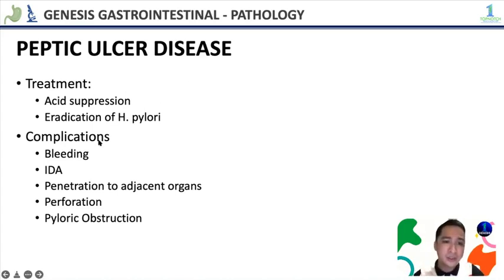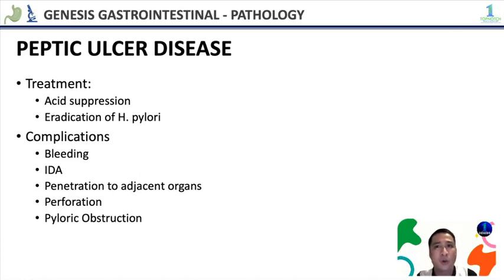And complications, we have bleeding, iron deficiency anemia following that bleeding, penetration to adjacent organs causing perforation, and of course, pyloric obstruction. Do not forget the association of H. pylori. Again, NSAIDs, smoking, increased gastric acid secretion, decrease in bicarbonate production.